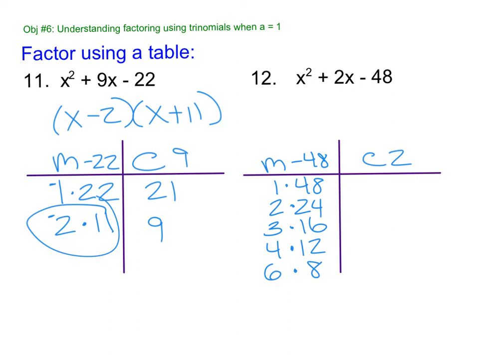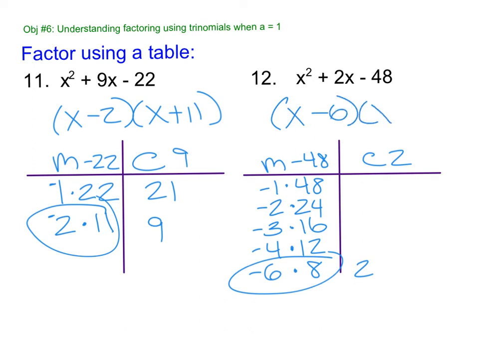So now since we're combining to a positive, our smaller numbers are negative. So which pair combines to 2? X minus 6 and x plus 8. And we are finished.